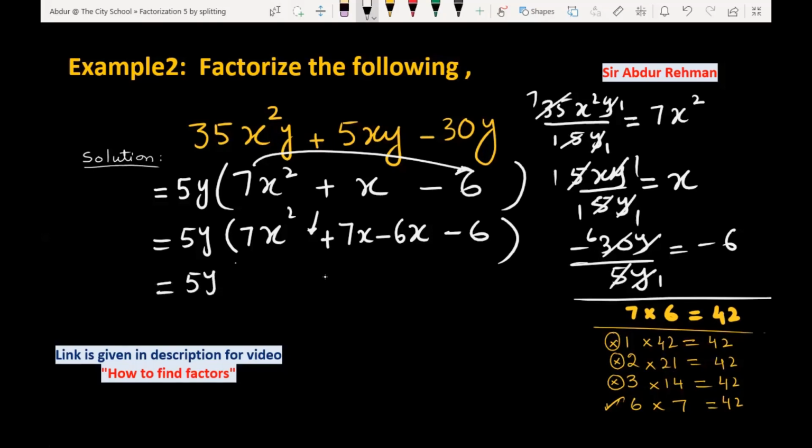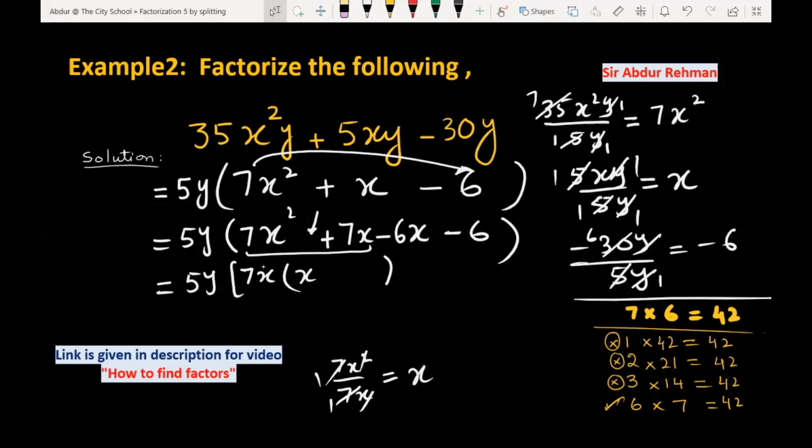Now 5y as it is. By grouping, find out the common factor. 7x is common here. When you divide 7x square by 7x, 7 ones are 7, x cancels, we get x. And the second term of this group, 7x divided by 7x, I'm going to write 1 directly. Then minus is copied, from 6x and 6.